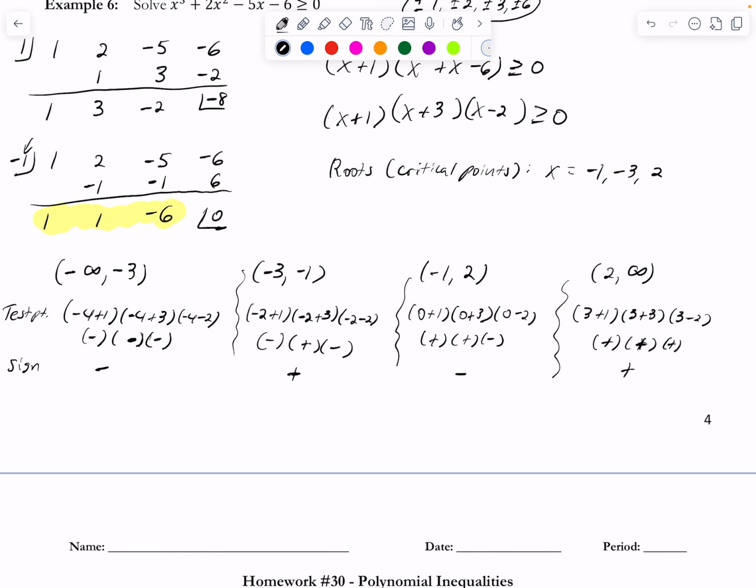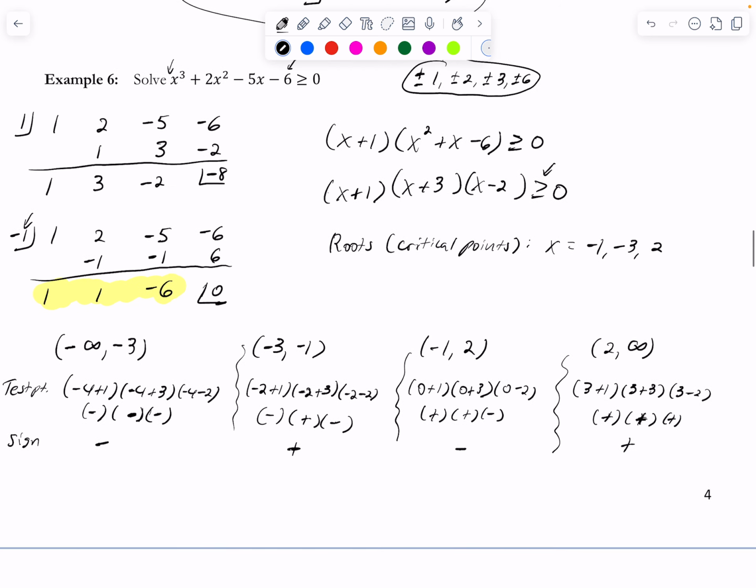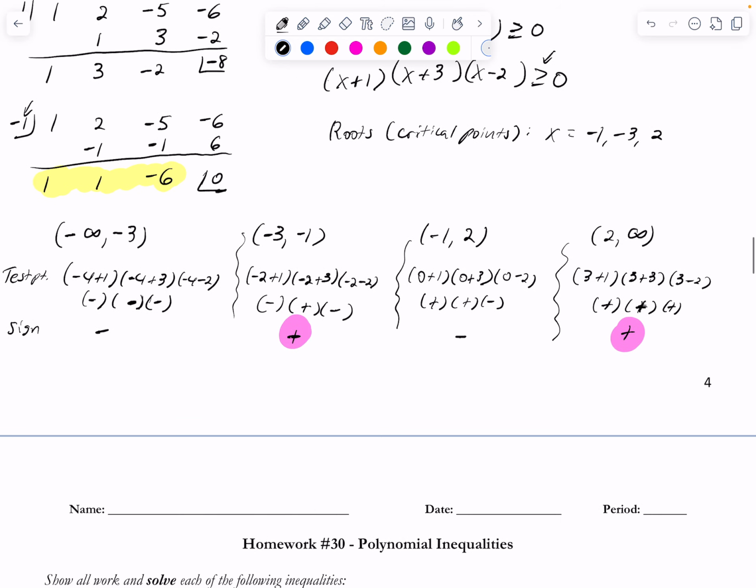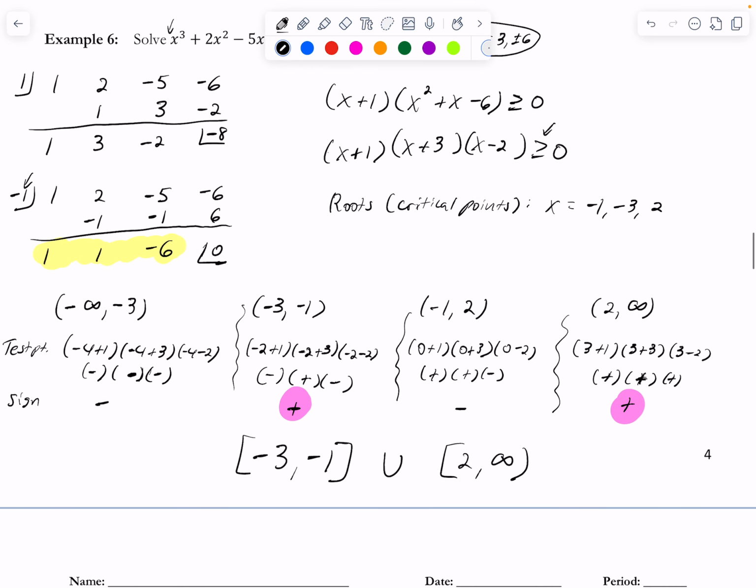And this one is, again, greater than or equal to 0. So I'm looking for my positives, which are these two. And we have or equal to, okay? So I'm going to put -3 in a bracket because it does equal 0, to -1, also in a bracket, that becomes 0. And then the union of that with +2 to infinity. Remember, infinity or -infinity will always have parentheses. Okay, guys, so that is it.